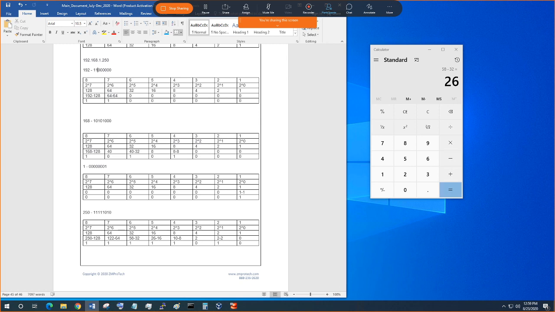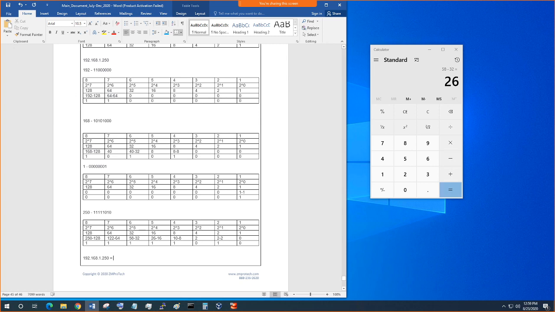Okay, so now our final number for 192.168.1.250. This is how the computer is going to remember that number here.